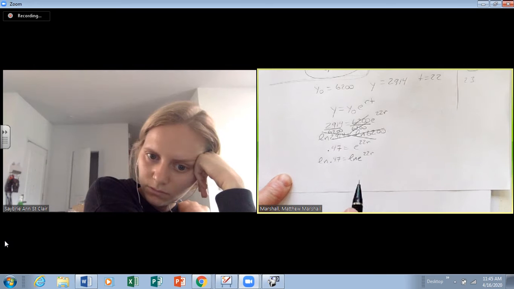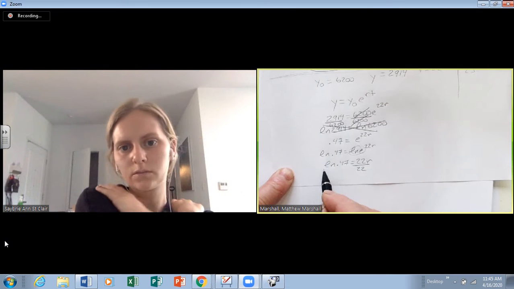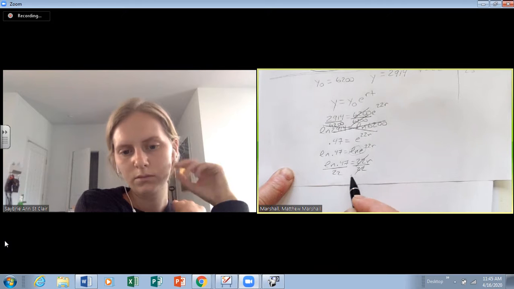And then again, remember, natural log and e cancels and just leaves me this. Divide by 22, and that's my r value.